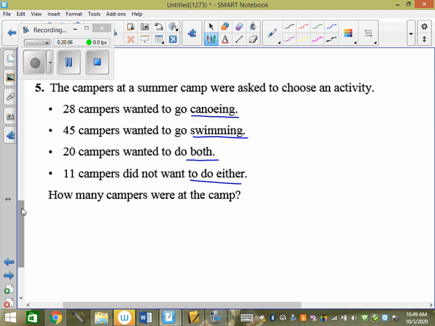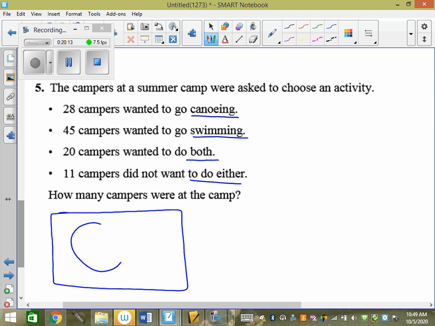So it would be 2. And then we draw our 2 circles. And we have canoeing and we have swimming. Hunter, where do we have to start at? The middle. How many are in middle? 20. Landon, how do I figure out just swimming? Minus the 20 from the swimming. Right. So it's 25. When wouldn't I subtract them?